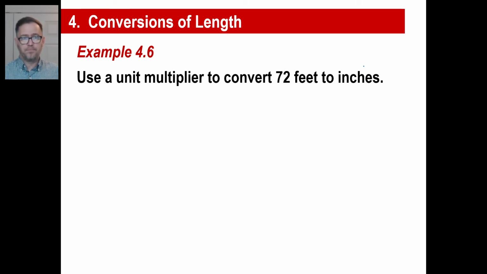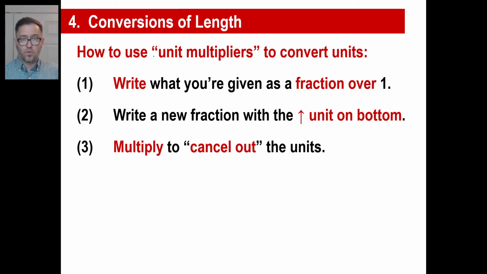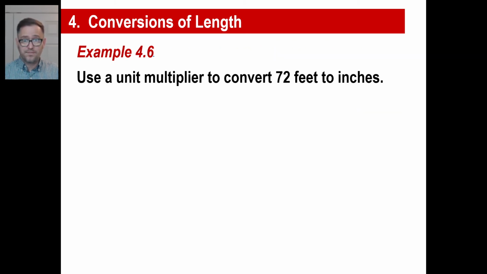This is the method. So the first thing you do is write what you are given as a fraction over 1. What are you given? You're given 72 feet. That's what you're given. Here's a quick way of doing this too. Go ahead and just write what you're given, 72 feet. You're converting 72 feet, don't even think. Number one, just write 72 feet and abbreviate it if you want, as a fraction over 1, okay?